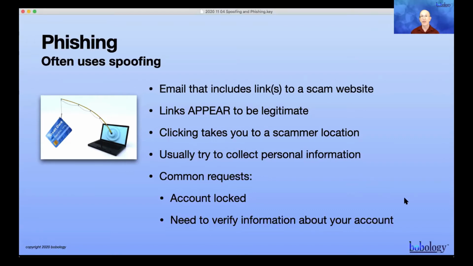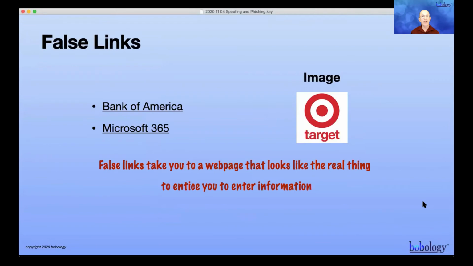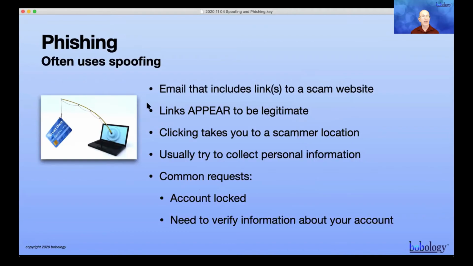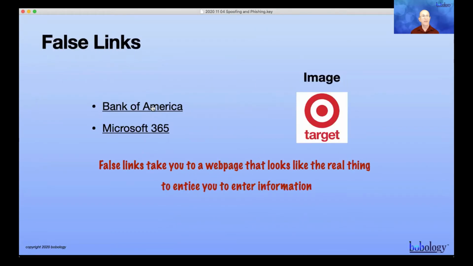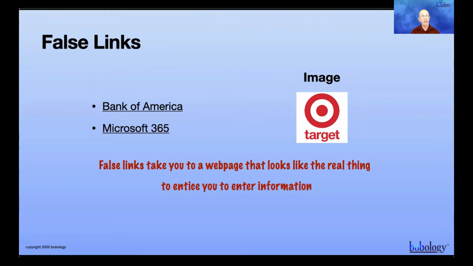So phishing uses phony links. So here's some examples. I can create a Bank of America link and I can click on it. And if I click on it, I actually will open up a web page that takes me to Bobology.com. The information that's behind this link does not have to take me to Bank of America or Microsoft or Target. I can use an image to take you to somewhere else. So the idea behind what you read and where it takes you are two different things. And so that's why you should be careful when you click on links if it's not from a trusted source.